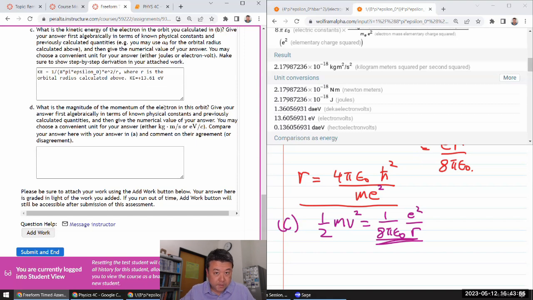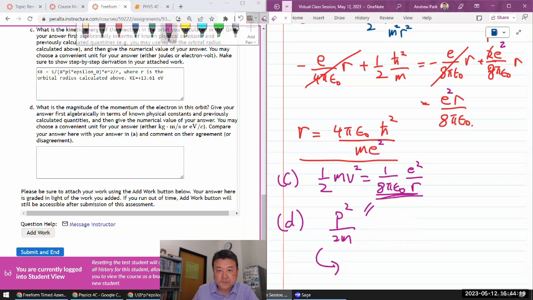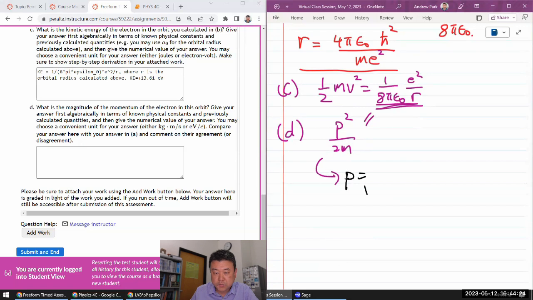What is the magnitude of the momentum of the electron in this orbit? Okay, I should have just calculated the v. Okay, so let's do this. I need an expression for mv. So what I can do is rewrite this left-hand side as p squared over 2m. Then I can rewrite this to this. Solve this for p, momentum. Then p is the square root of 2m times all of this, e squared over 8 pi epsilon naught r.